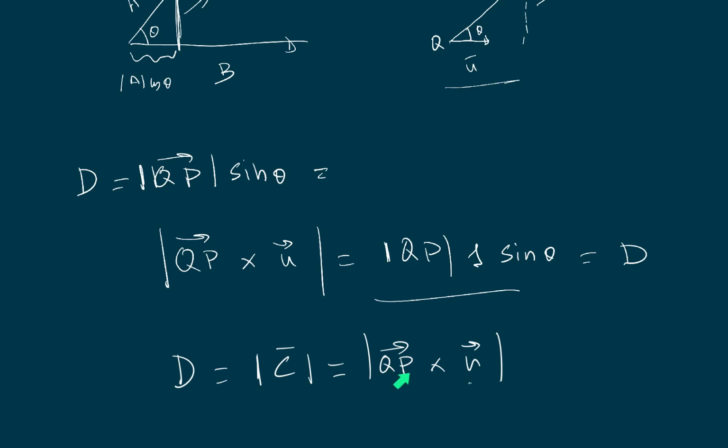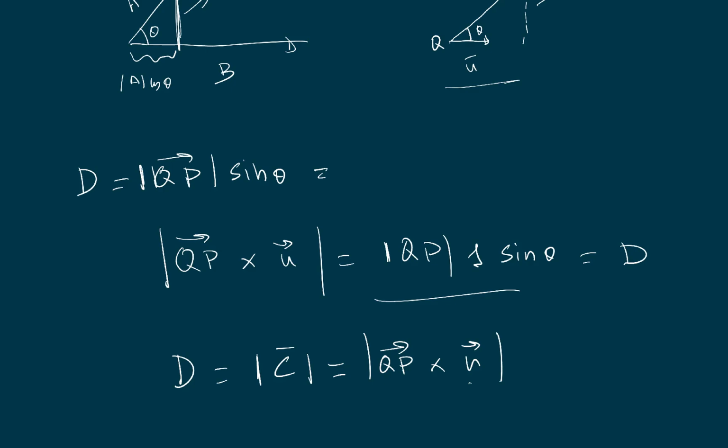Find QP. P is any point. Q is the point that they give us, and P is a point on the line. We can find the point on the line, we can find QP, we can find the cross product with U, and we can find the magnitude of this vector. So let's do one example.